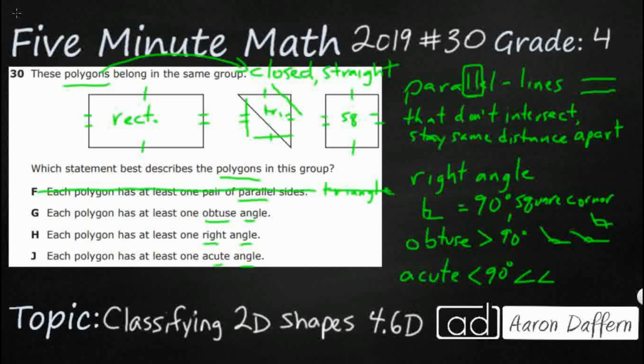So each polygon has at least one obtuse. None of them actually have an obtuse angle. Each one has a right angle. Well, the rectangle and squares are filled with right angles, all 4. And take a look at this triangle right here. It actually has a right angle, but the rectangle and square do not have an acute angle, so our answer is H.